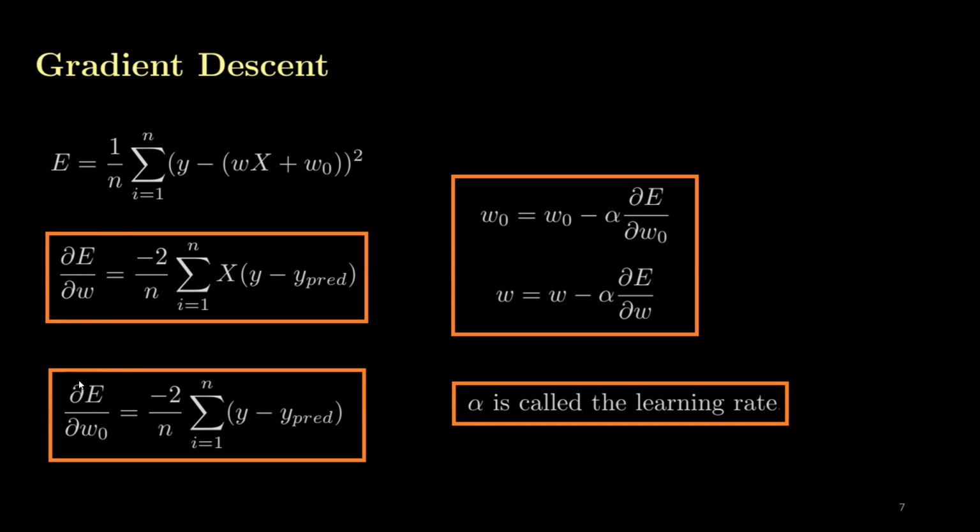Now I will use these values to update the value of the weights and bias. Look at this. These are the equations of updation.